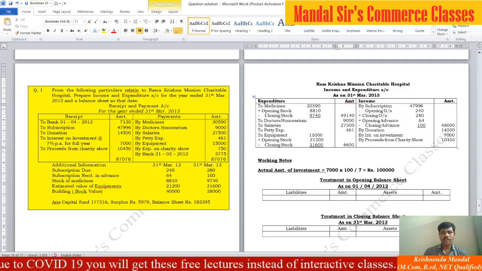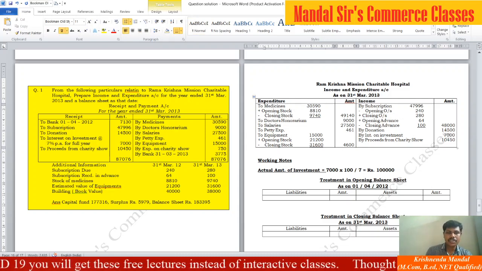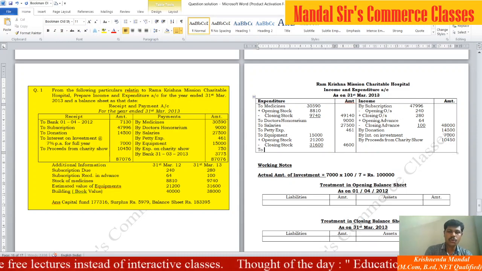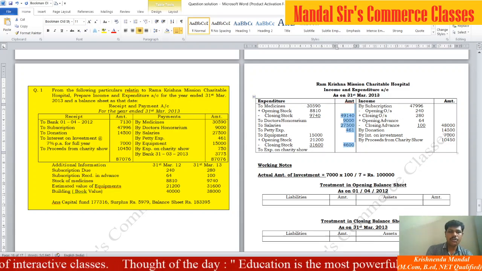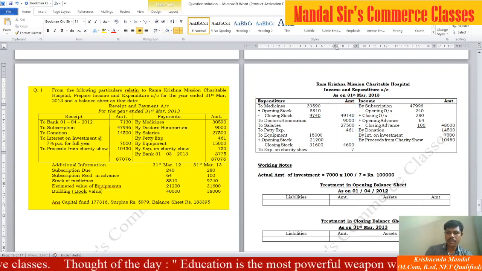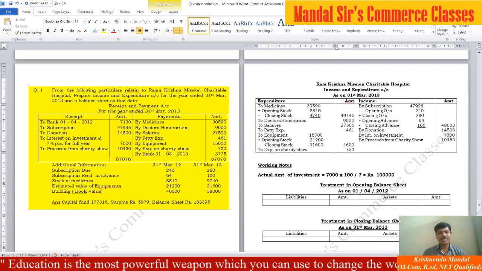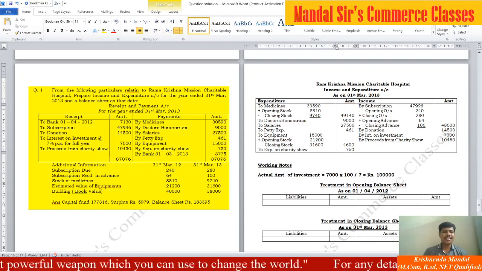Okay, next point, that is the expenses on charity show. So write over here, to expense on charity show. What is the amount? That is 750. After writing this, is there anything left? No sir, everything is completed. No dear, there is one more point left. That is the last adjustment.